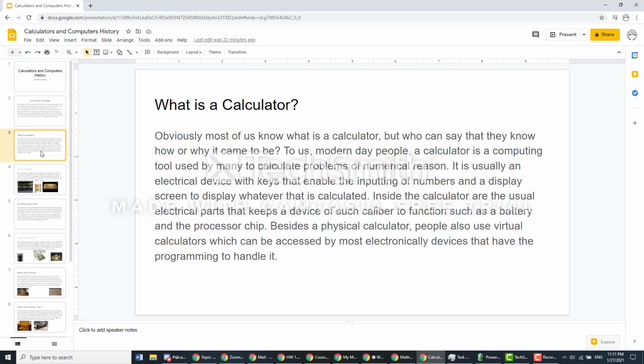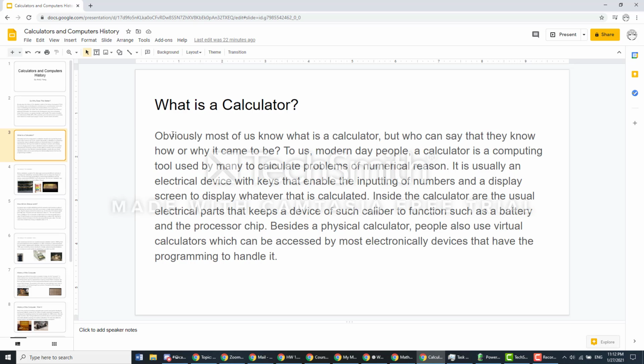So I'm going to go into what is a calculator. We know what a calculator is: that thing that we had in our hand, or maybe your phone that calculates numbers. To us modern day people, that's what it is. But before all of that, it was something else.